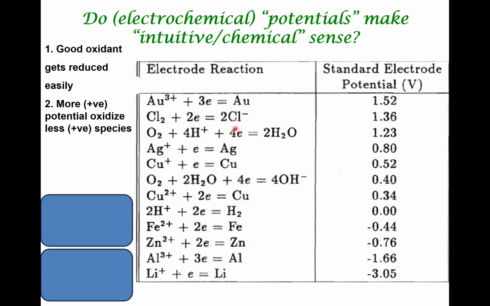So to see what can be oxidized and what can be reduced, in redox chemistry there is simultaneous reduction and oxidation occurring. To know which is getting reduced, which is getting oxidized, this table of electrochemical reduction potentials is very useful.